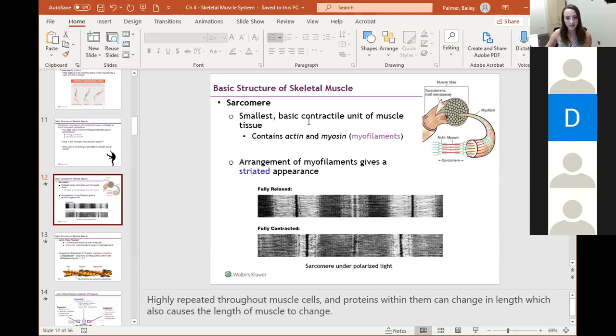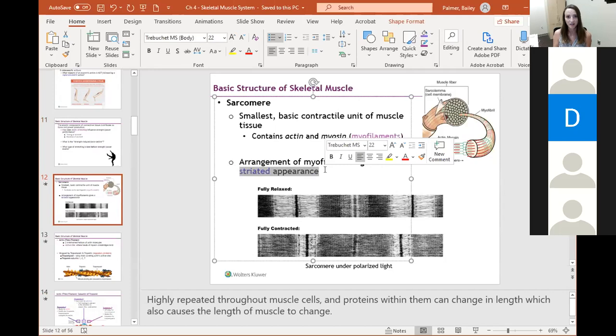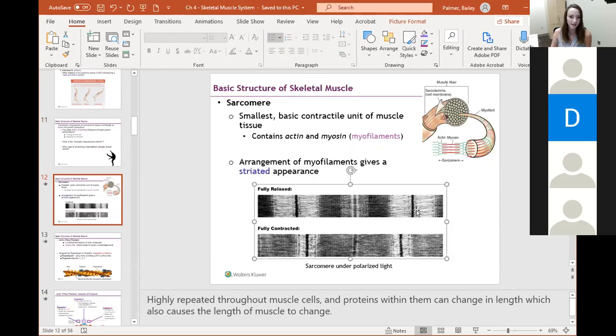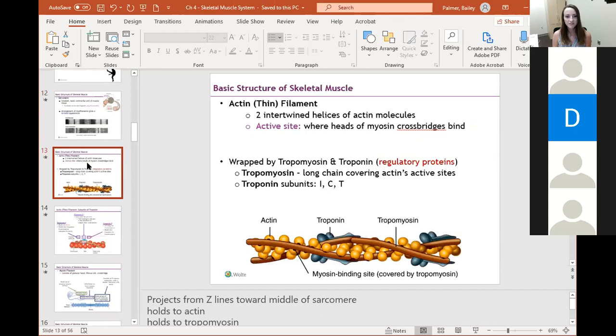So knowing about that, also knowing what creates this striated appearance. So you have to know what causes these lines right here that we see. And we already know it's the arrangement of the myofilaments, which is actin and myosin. So what you'll have to know is just the difference between actin and myosin. So all the dissimilarities between the two.